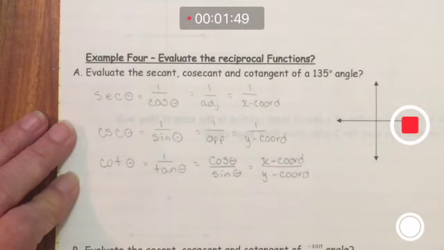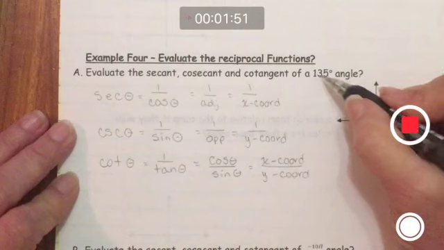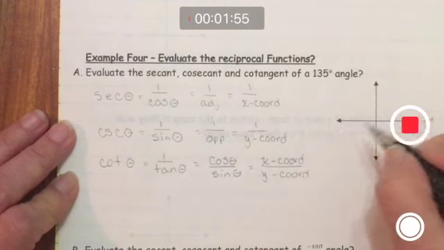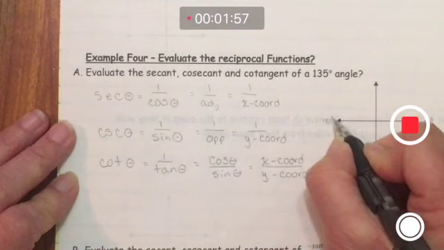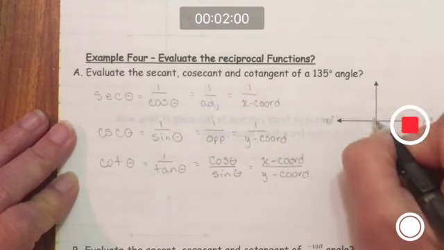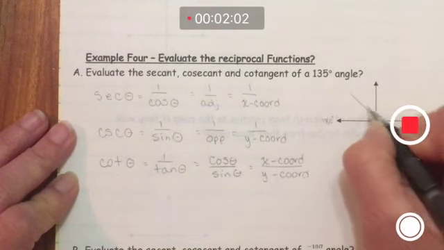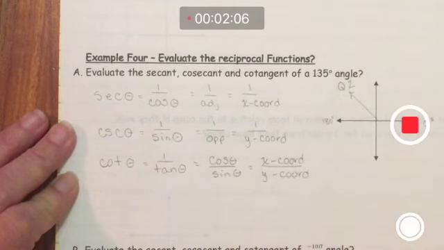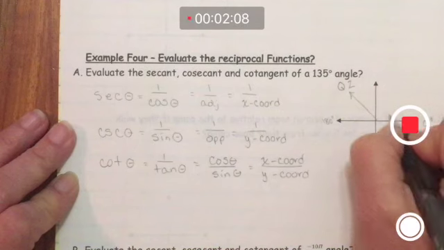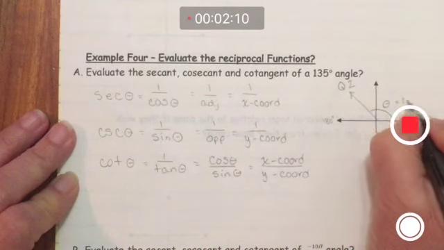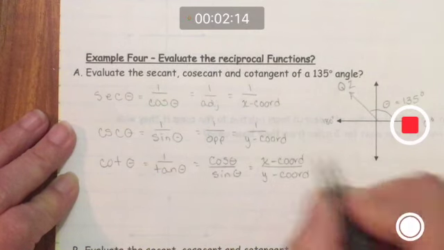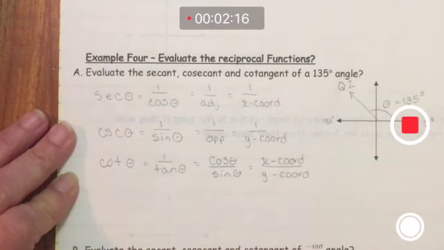So now let's talk about the angle they give us of 135 degrees. So this is 0 degrees, and this is 180 degrees, and 135 is actually smack dab in the middle of quadrant 2. So because I know this is 135, we're in quadrant 2, let's talk about which of these are going to be positive and which ones will be negative.